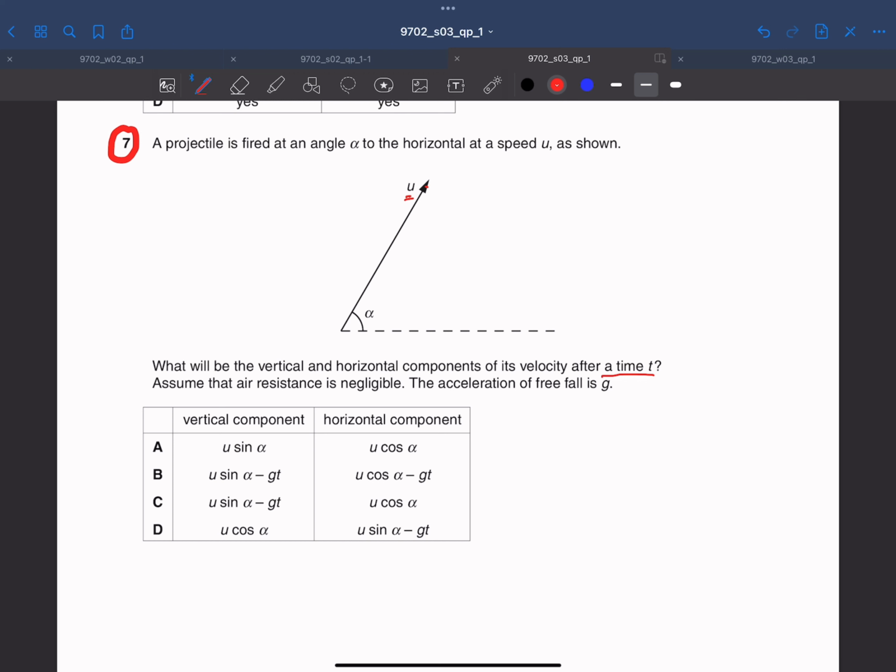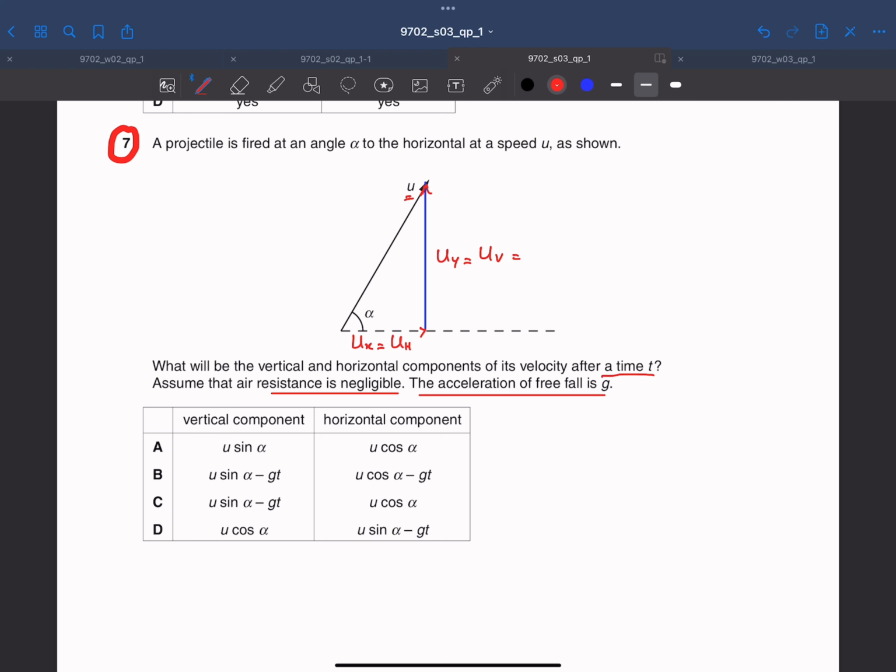Assume that the air resistance is negligible, which is a basic condition of projectile motion. The acceleration of free fall is g. So this is also another condition of projectile motion. Here you have to recall that in case of projectile motion, we can resolve this velocity into 2 components. One is uy, the vertical component. Here this is ux, the horizontal component.